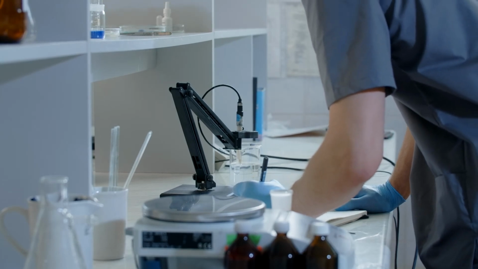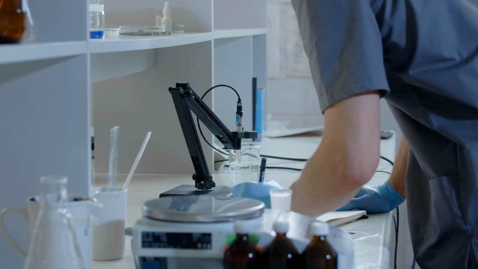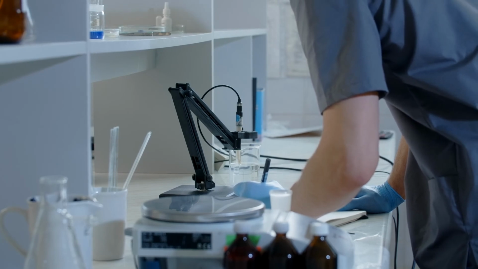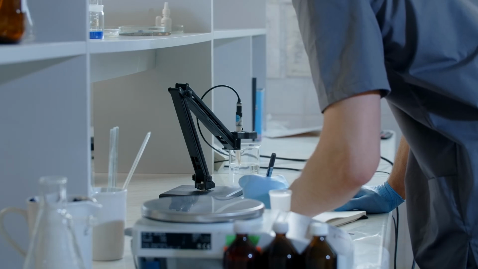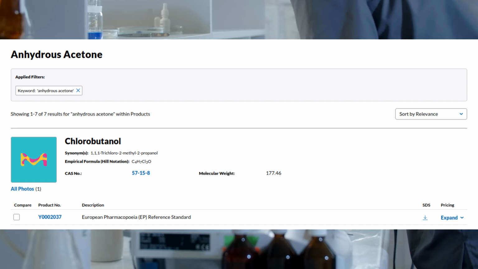In application, anhydrous chemicals have some, let's say, extremely different properties to their hydrated counterparts. A simple but very clear example is acetone. One of the key properties that makes anhydrous acetone so useful is that it has a very low boiling point, but it also means it's very volatile.